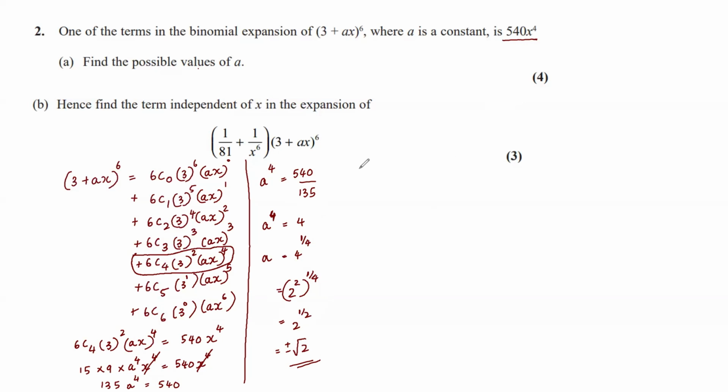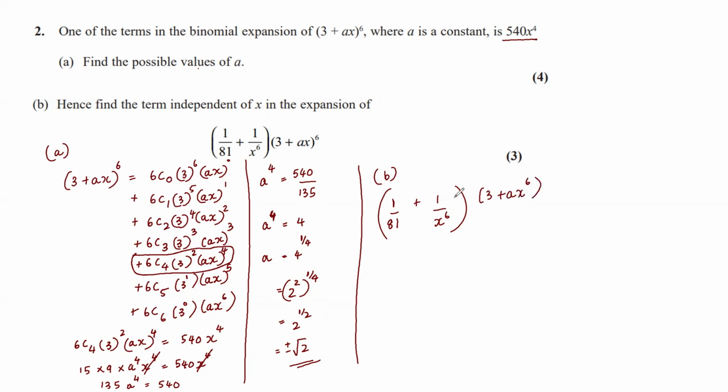Now, for the B part. Hence find the independent term of x in the expansion of (1/81 + 1/x^6) into (3 + ax)^6. Independent term of x means, when we multiply this, the terms that do not have any x term, or basically the terms that are constants here.